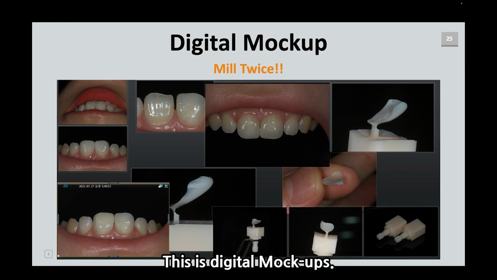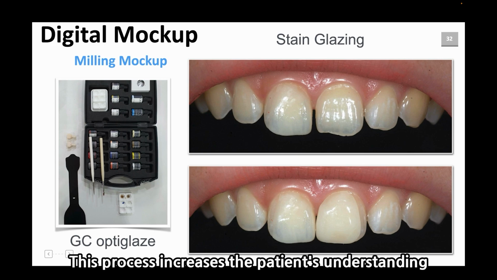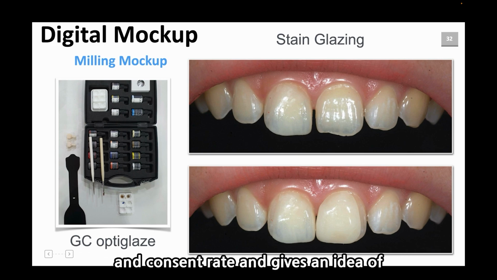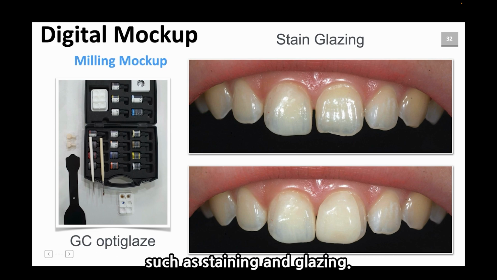This is a digital mock-up. A mock-up can be produced immediately through printing or milling after a digital diagnostic workshop. And you can add stain and glaze. This process increases patient understanding and consent rate, and gives an idea of the final prosthetics, such as staining and glazing.